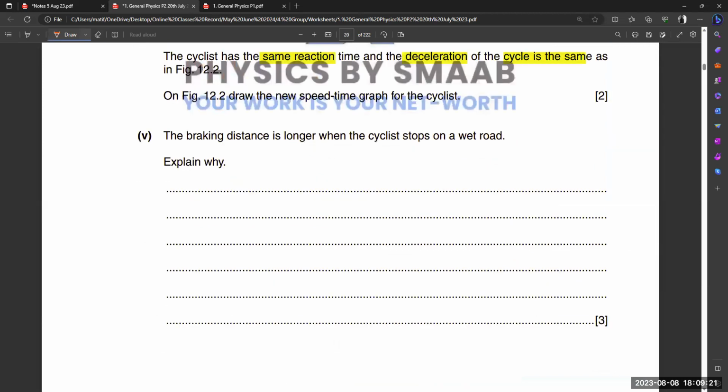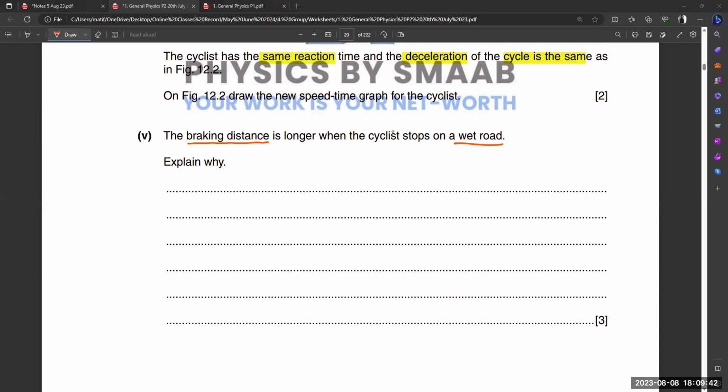Now this is the conceptual question. The braking distance is longer when the cyclist stops on a wet road. So this is also a very general and very simple concept. I think that is not much difficult.